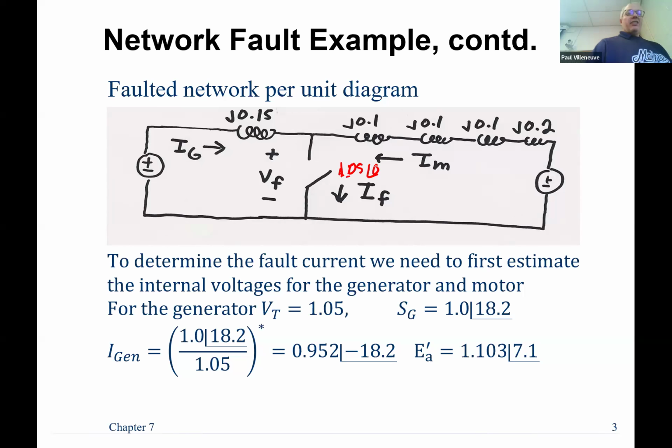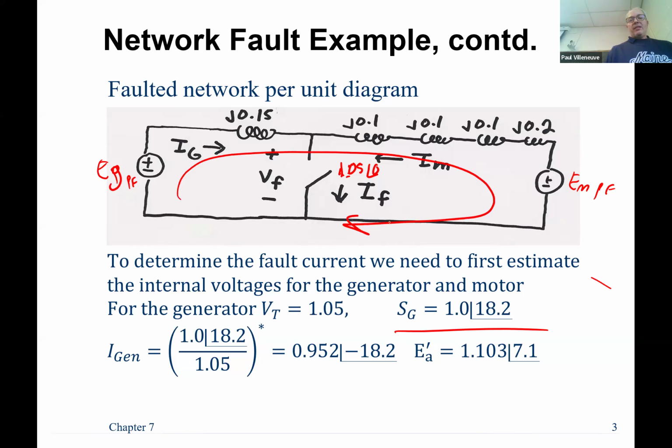So we actually need to calculate the generator voltage pre-fault and the motor voltage pre-fault, right? We need to see what those actual voltages are. Hopefully you see it's pretty easy. Our load is 100 MVA or 1 per unit at an angle of 18.2, which is going to allow us to calculate the current through this series circuit. That current works out to 0.95 at an angle of minus 18.2 in per unit.